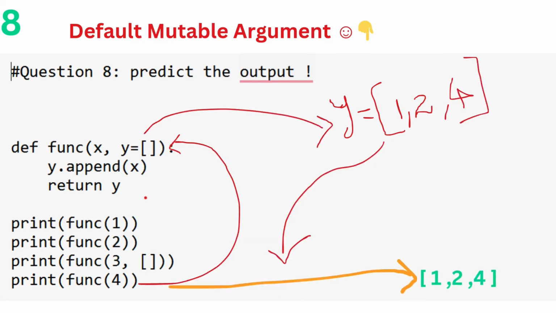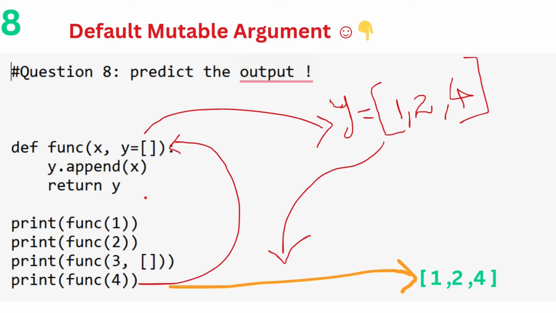And with the fourth function call, what is happening? We are sending only 4 as a value. So now x is 4, and it is just going to append to the original list. Y is equal to 1 and 2, that list which has the 1 and 2 values, is going to be modified. It is going to be appended with this value 4, and we get that back. So the output is 1, 2 and 4.